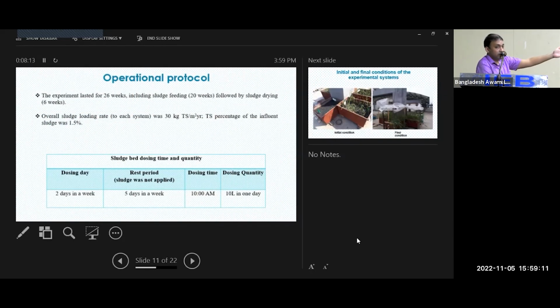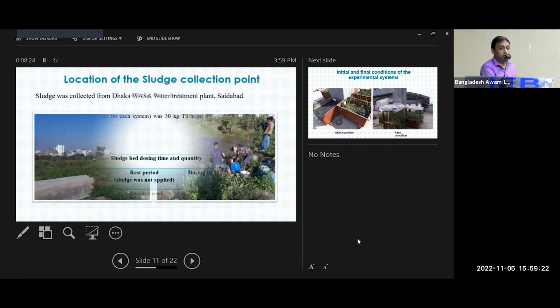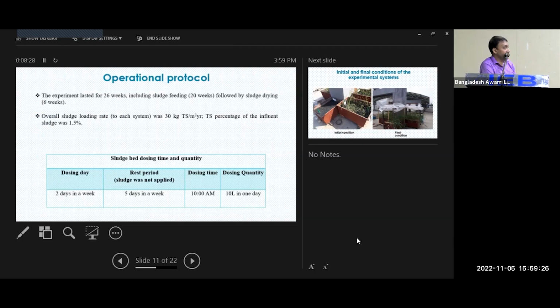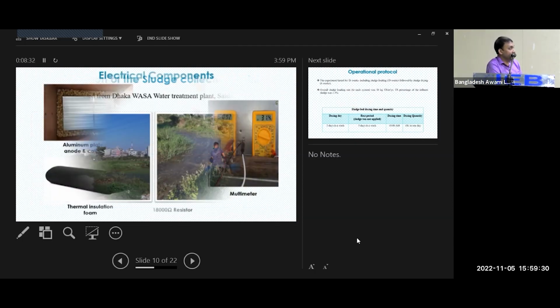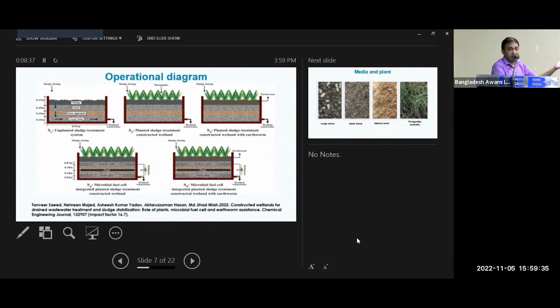Our sludge operational protocol: we conducted the experiment for 26 weeks. Okay, and the sludge that we collected from here, you see, it's extremely liquid. Only 1.5% solid content, and the sludge loading rate in these wetlands is 30 kg total solids per meter square per year. This is the standard procedure.